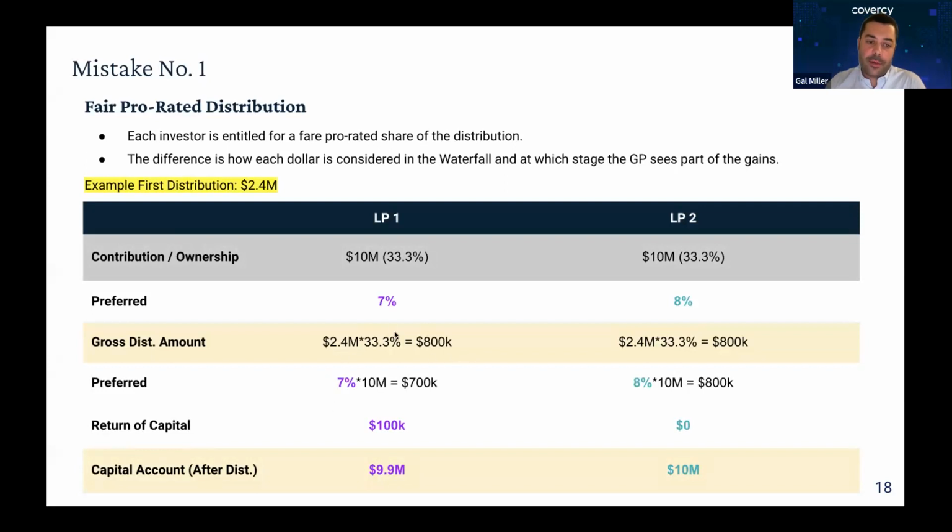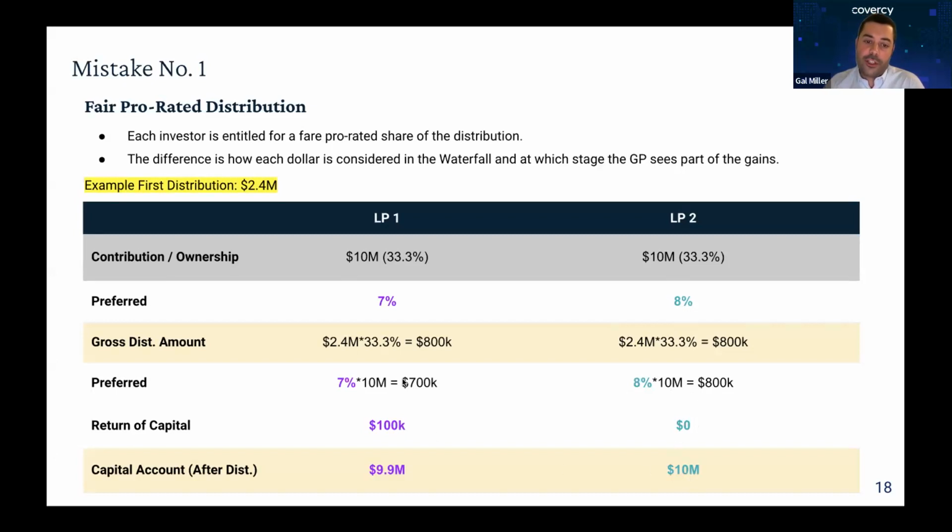So for LP number one, to meet the preferred payment, we need 700K. So we have 100K left from the 800K gross amount. And this will go towards a return of capital hurdle and would leave this investor with a 9.9 million capital account after this distribution. While LP number 2 needs 800,000 to meet the preferred payment, which leaves $0 for the return of capital, and the capital account is the same, it did not change.